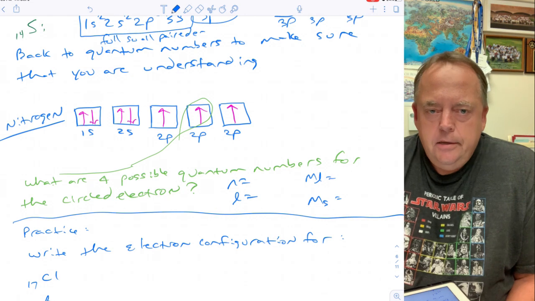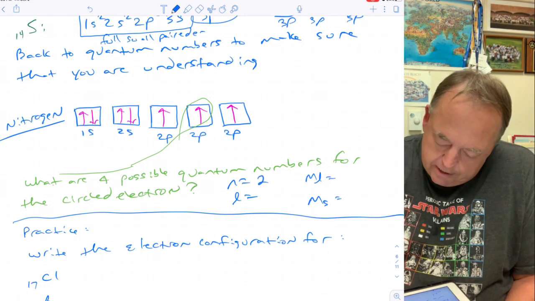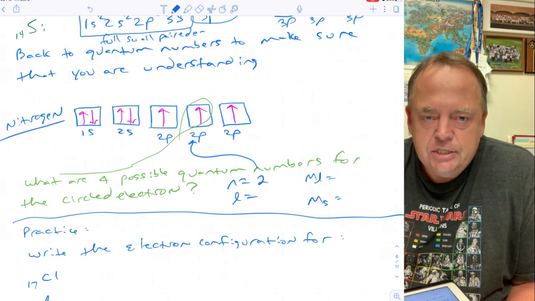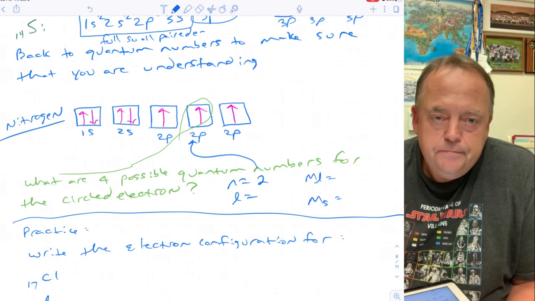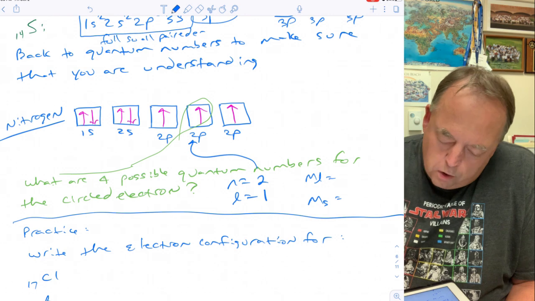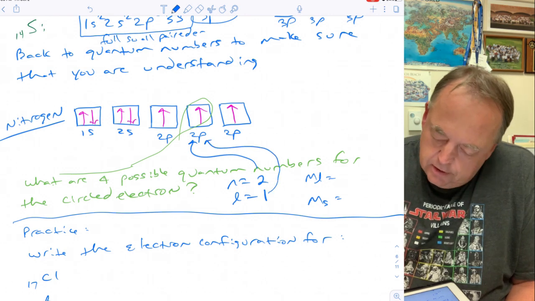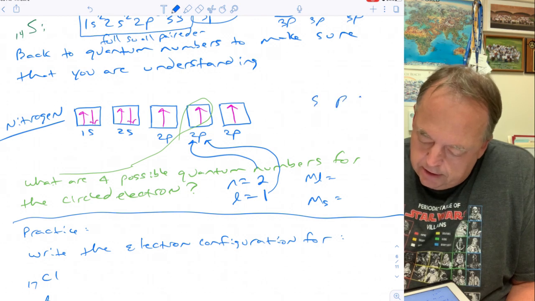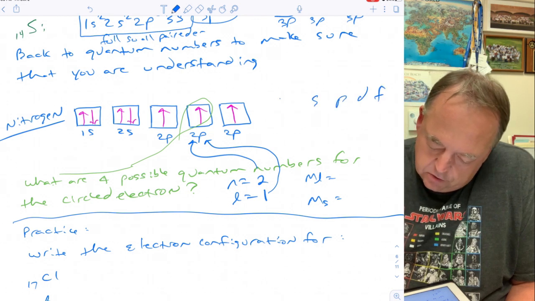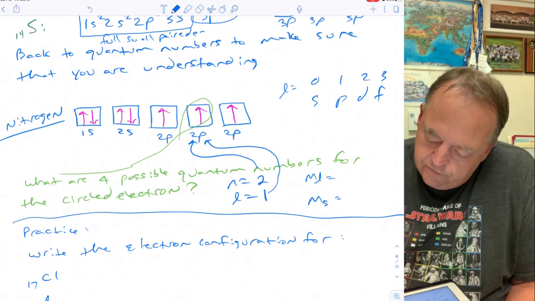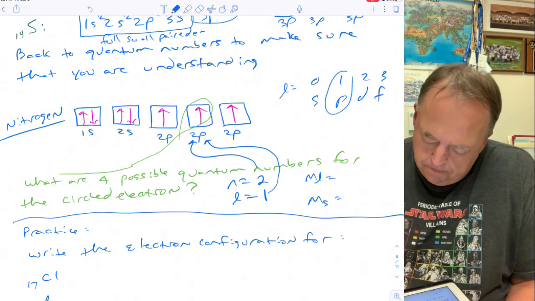So what is N? N is 2. How do you know that? Because of that number there. The number in front of the letter is the shell. What is L? L is equal to 1. How do you know that? Because it's a p orbital. So if you remember S, P, D, F, L is equal to 0, 1, 2, 3. If it's a p orbital, L is equal to 1.